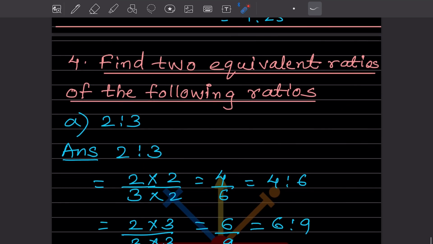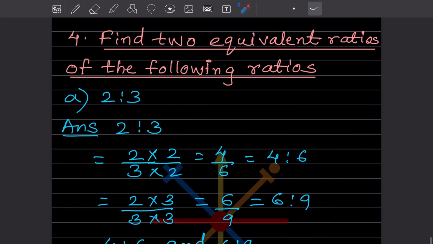Now here they said, concentrate on this one, find two equivalent ratios of the following ratio. Now here, look at it, 2:3 is given. So what are you going to write here? Now we want two equivalent ratios, right? So what are we going to do here? First we will multiply this. We write 2:3 as 2 by 3, right? So this is 2 by 3, or you can put here 2 by 3. So it will be more clear.